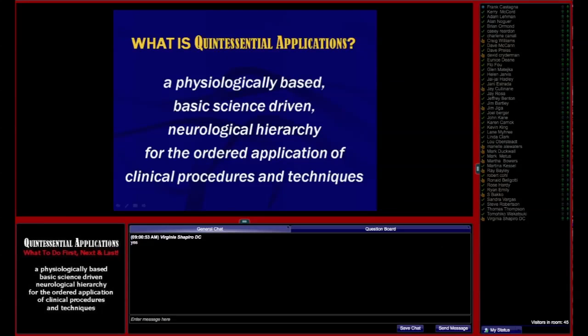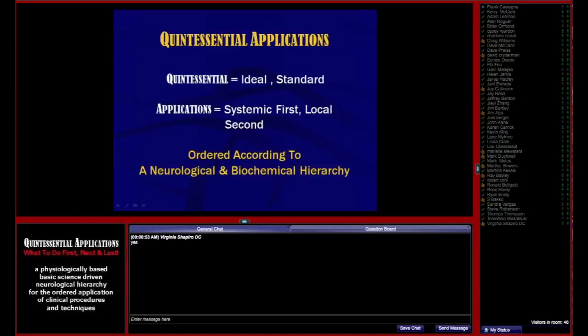What is Quintessential Applications? It's a physiologically based, basic science-driven neurological hierarchy for the ordered application of clinical procedures and techniques. All of you who are on this webinar know this. Those who might be seeing it in the future may not. It's based on normal physiology. It's driven by the basic sciences of neurology and biochemistry. It's organized in a neurological hierarchy for the ordered application of clinical procedures.